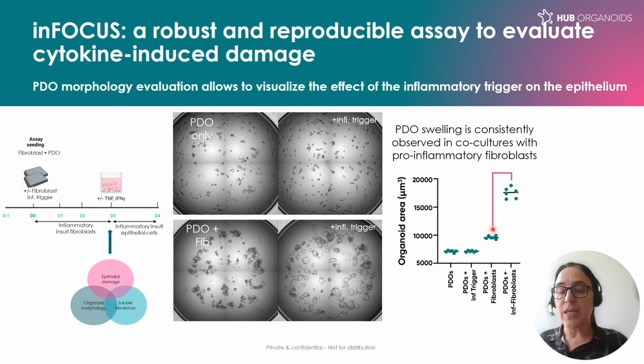But when we have organoids and fibroblasts, we see a change in the organoid area, and this change is due to aggregation between different organoids. There are not that many changes at the individual organoid level, but in the co-culture with inflammatory fibroblasts, we see a significant change in organoid morphology.